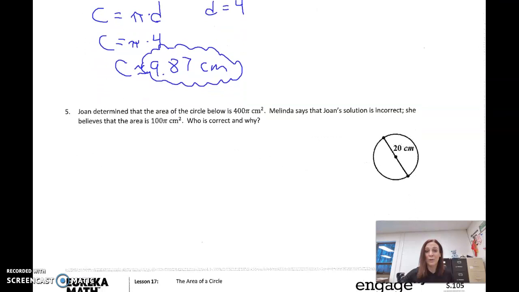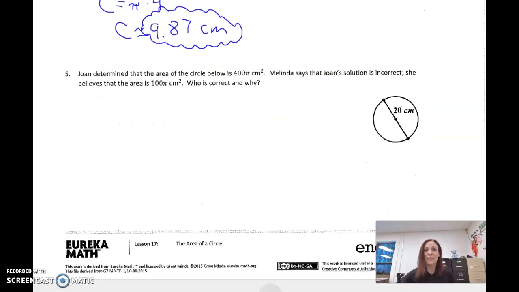All right, one more. Joan determined the area of the circle below is 400 times pi square centimeters. Melinda says, nope, you are wrong. It's 100 square centimeters. Who's correct? Okay, in both of these, we're dealing with area. Area equals pi times the radius squared. Have you seen how many times I've written down the formula? Write down the formula. Pi times our radius. Okay, what's our radius here? Okay, well, since they draw the line all the way across, 20 is our diameter.